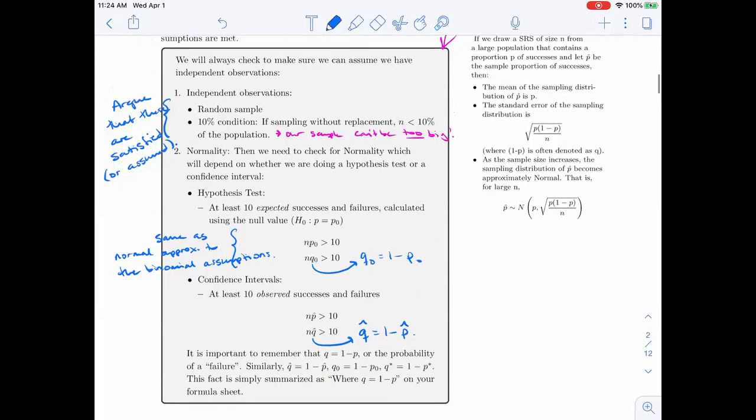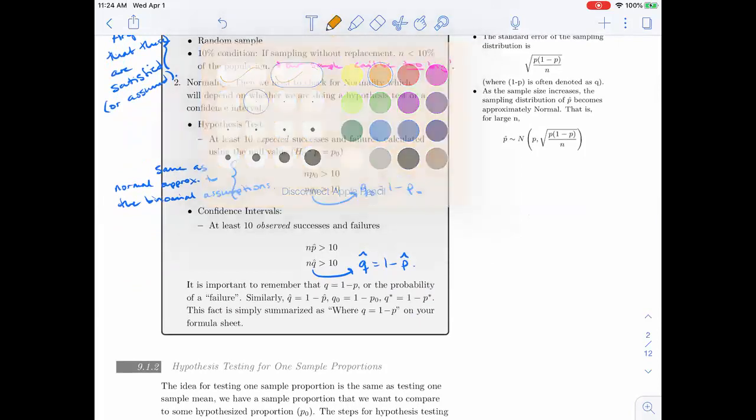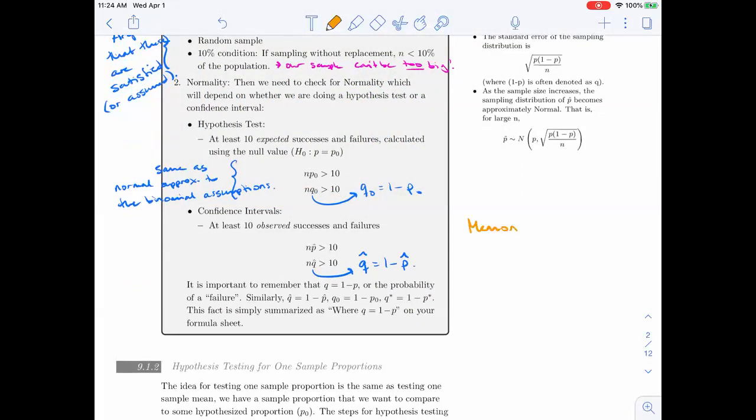So you're going to need to memorize these assumptions.